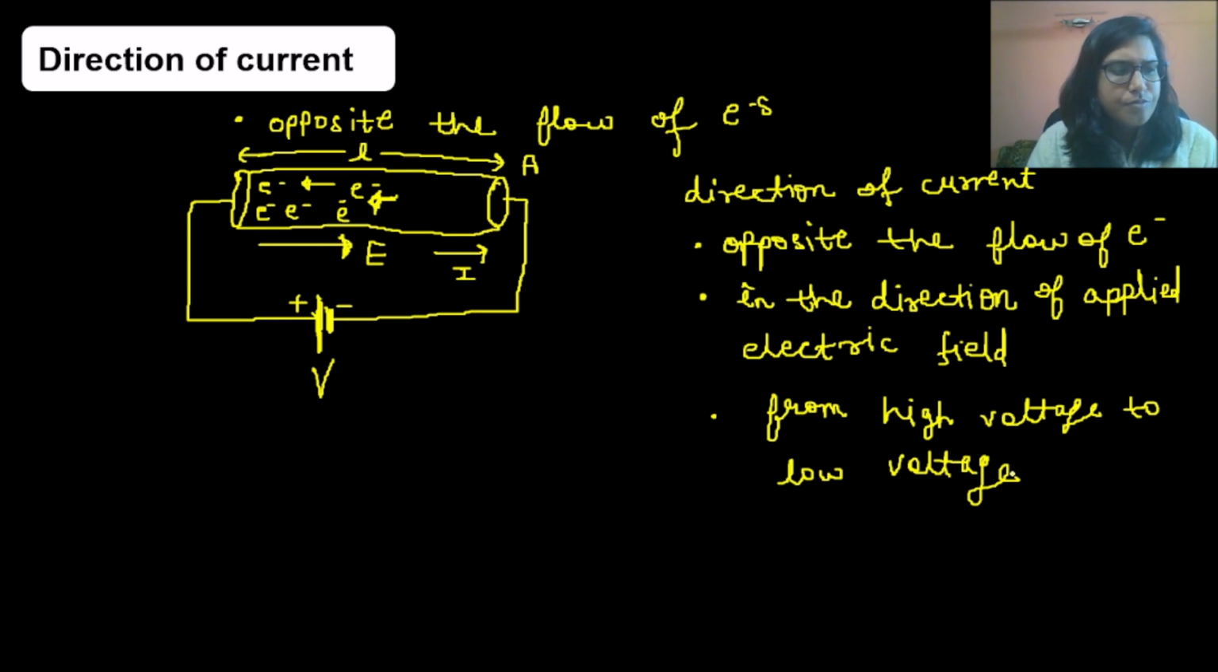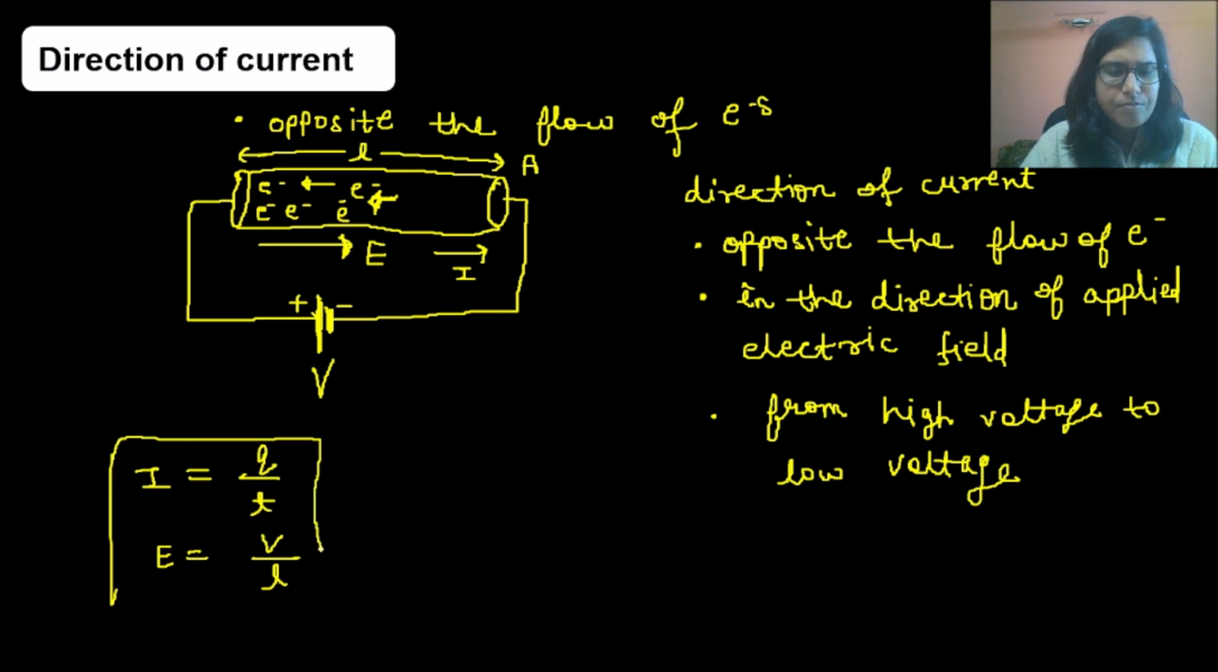Now we have seen I equals Q by T, right? Now here the relation between electric field, voltage and length we already have seen. E equals V by L here. So remember these formulas. The relation between electric field and voltage we already discussed in the electrostatics chapter.